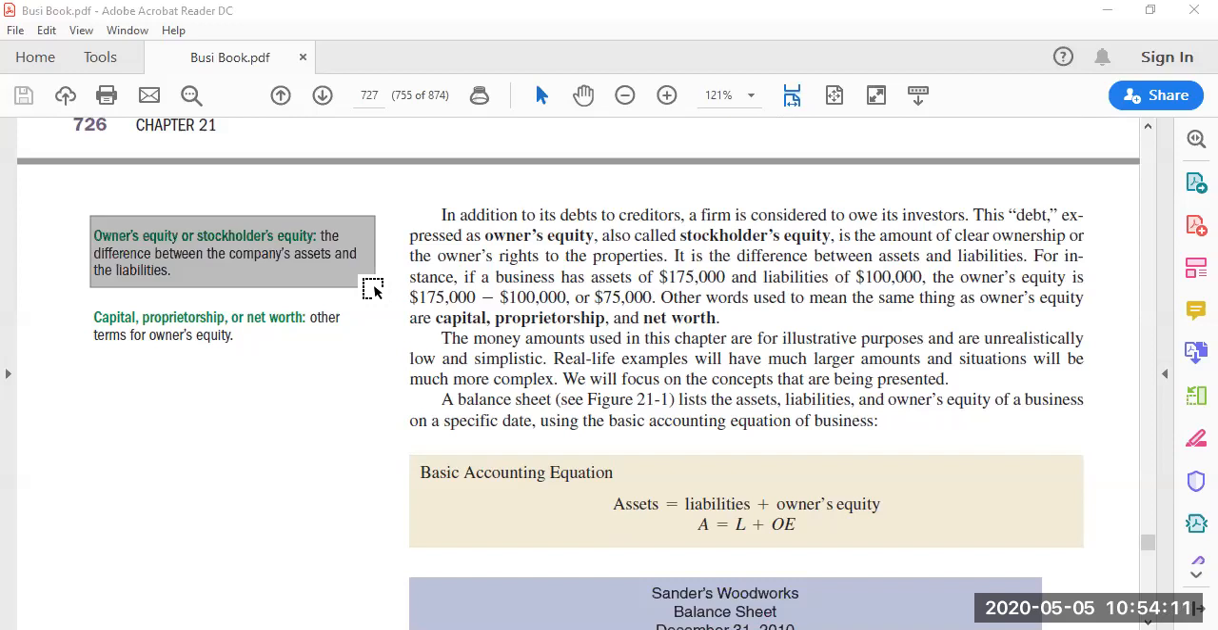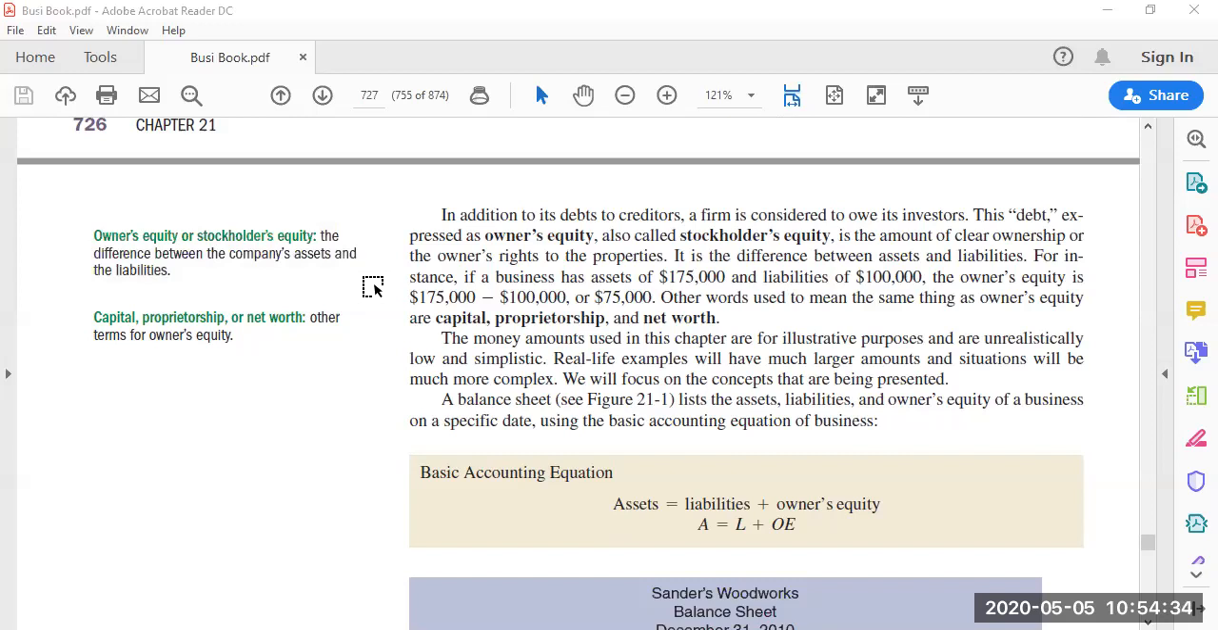Okay. The difference between assets and liabilities is the equity in the company. It is your net worth, basically. Capital, proprietorship, or net worth. These are other terms that we would use for your owner's equity. So you would hear these types of terms in different situations, but it's all talking about the same thing. It is the net worth.